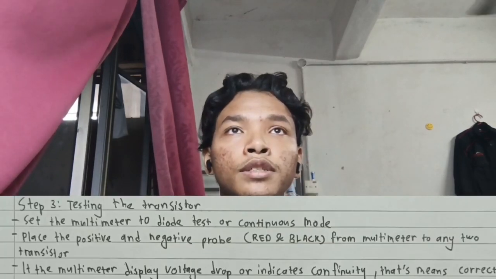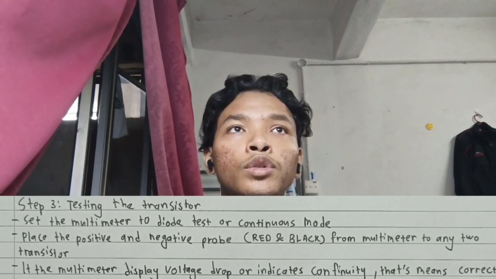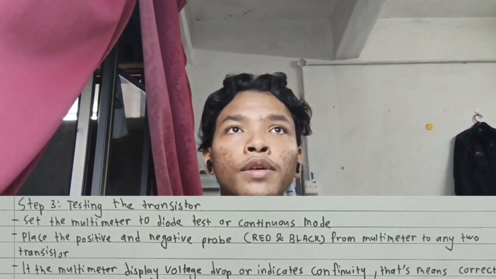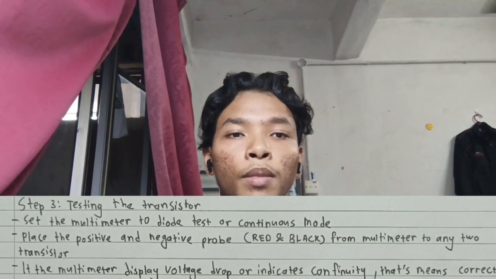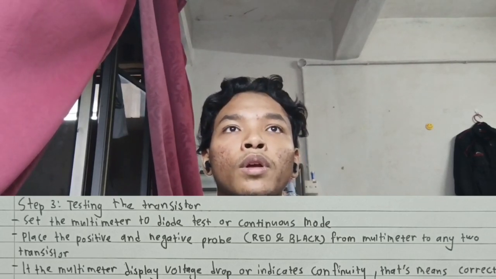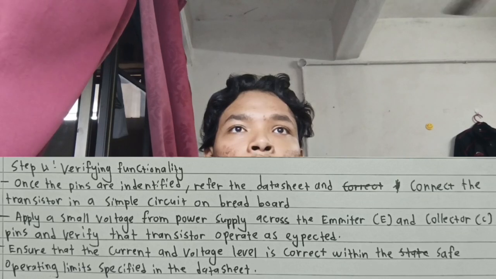Step 3 is testing the transistor. Set the multimeter to diode test or continuity mode. Place the positive and negative probes, red and black, from the multimeter to any two transistor pins. The last step is verifying functionality. Once the pins are identified, refer to the datasheet and connect the transistor in a simple circuit on the breadboard.